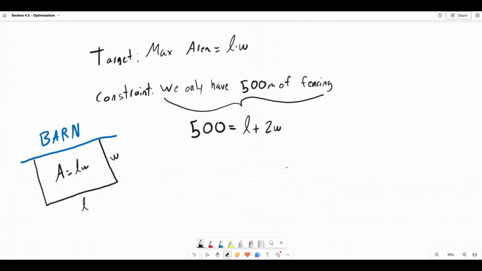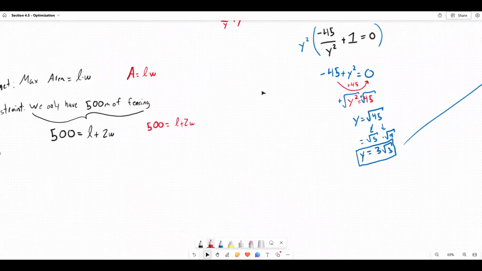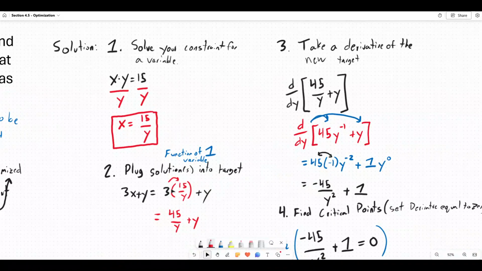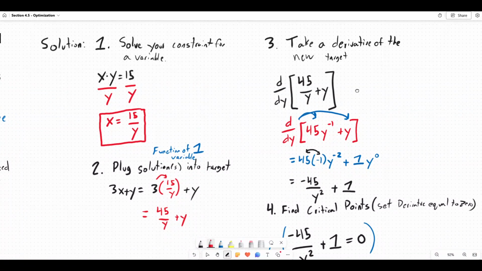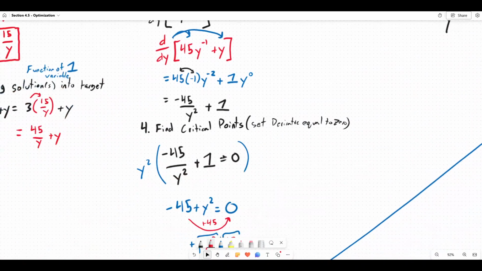So we can do this. Just to remind ourselves, we have our target. Let me use a different color. A equals L times W. And we have our constraint: 500 equals L plus 2W. So, do you remember the rules? We're going to solve the constraint, plug it into the target, take a derivative, find the critical points, and then we'll go back into the constraint.